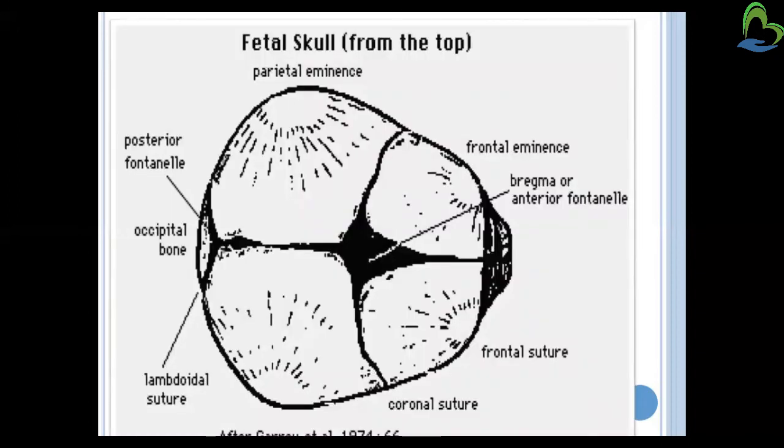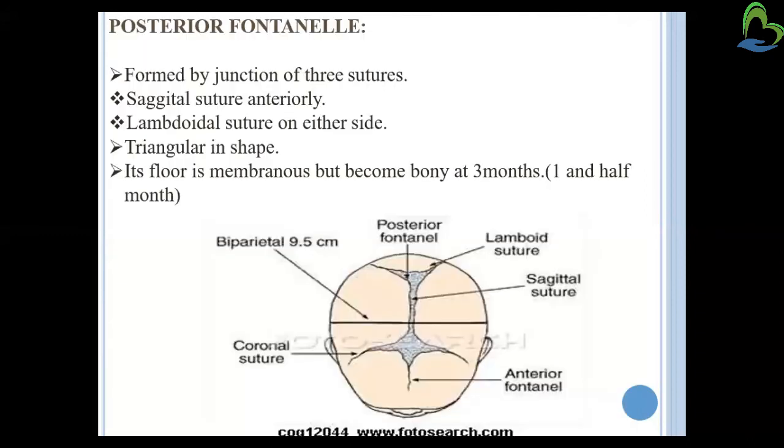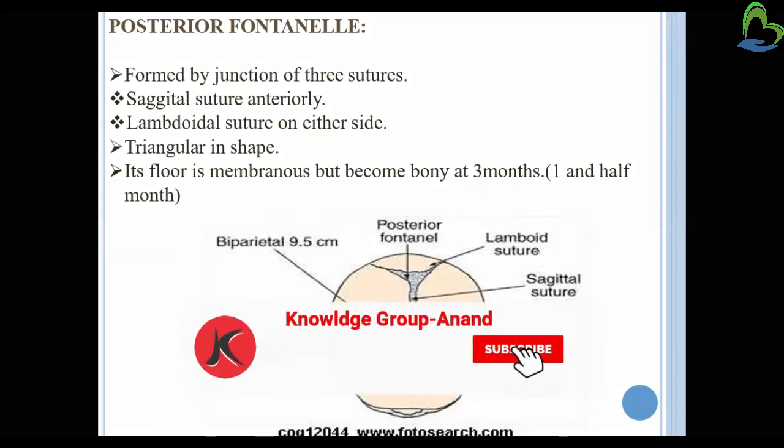So here you can see the diagram of the fetal skull and the posterior fontanelle. It is formed by the junction of three sutures. The first is the sagittal suture anteriorly, and on the other side are the lambdoid sutures. So here you can see the anterior side is the sagittal suture and either side is a lambdoid suture, and that forms the posterior fontanelle. It is triangular in shape, and its floor is made up of membrane and becomes bony at 3 months. So the posterior fontanelle is closed at 3 months. If we count in years, then it is one and a half. If we count in months, then it is 1.5.